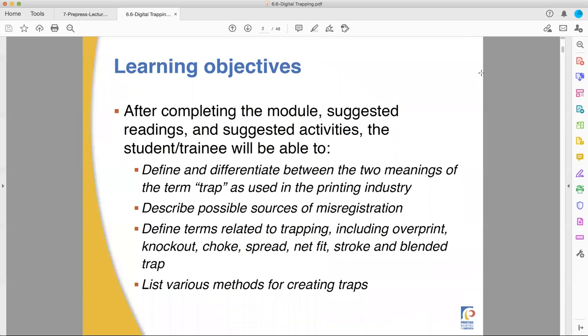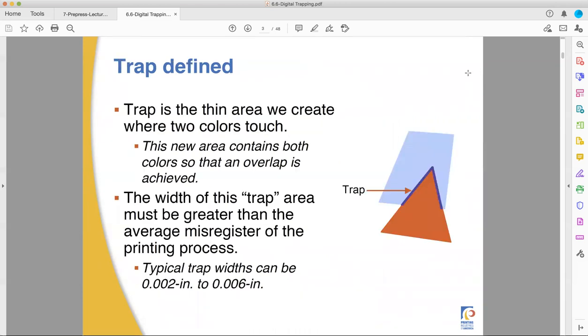We're going to look at the sources of misregistration and why trapping is necessary, and we're going to talk about some specific terms. I think I told you up front, this class is at least in part a language class so that you may all speak printer. And then we'll also look at the different methods and ways of making these things we call traps. So let's take a look at digital trapping.